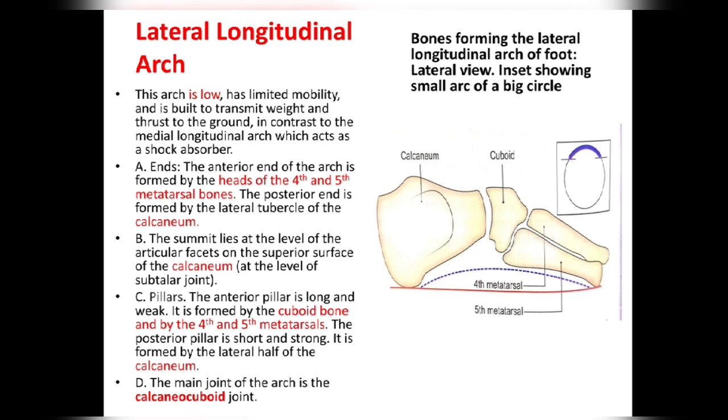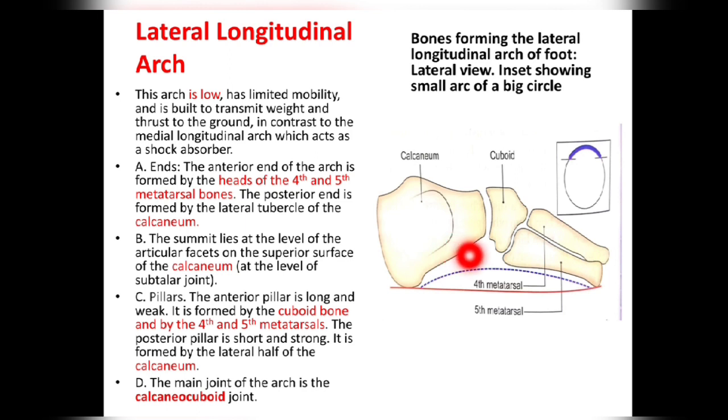Lateral longitudinal arch. This arch is low, has limited mobility and is built to transmit weight and thrust to the ground, in contrast to the medial longitudinal arch which acts as a shock absorber. Ends: the anterior end formed by head of fourth and fifth metatarsal bones. Posterior end formed by lateral tubercle of calcaneum.